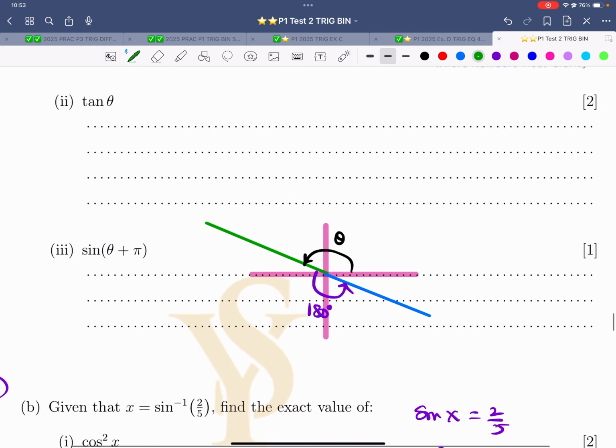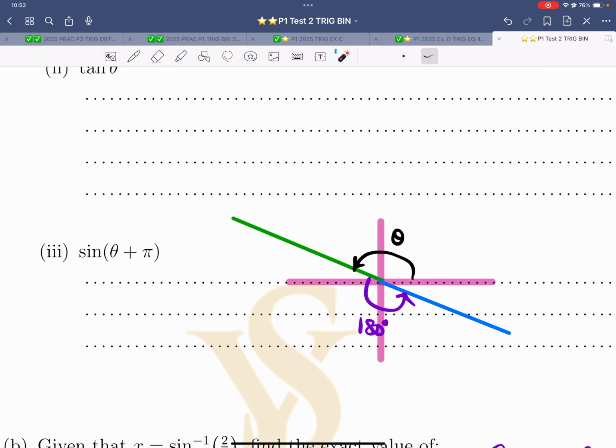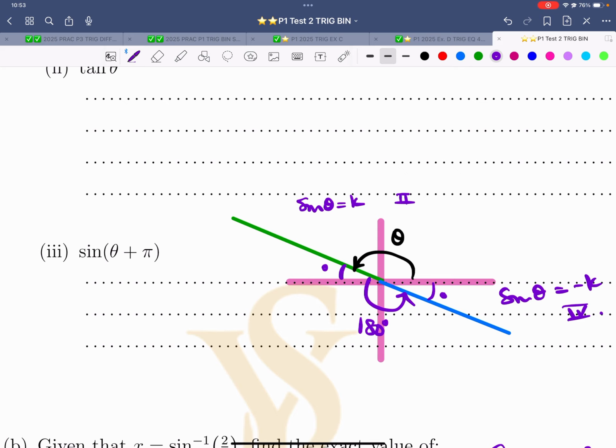Another way I've shown over here, that is by diagram. This is theta, theta is obtuse. When I add 180 degrees, this basic angle over here is the same thing as this basic angle. Therefore, if sine theta was k in the second quadrant, now sine theta will be negative k in the fourth quadrant. Basic angle is the same. Since the quadrant changes, the value of sine changes.